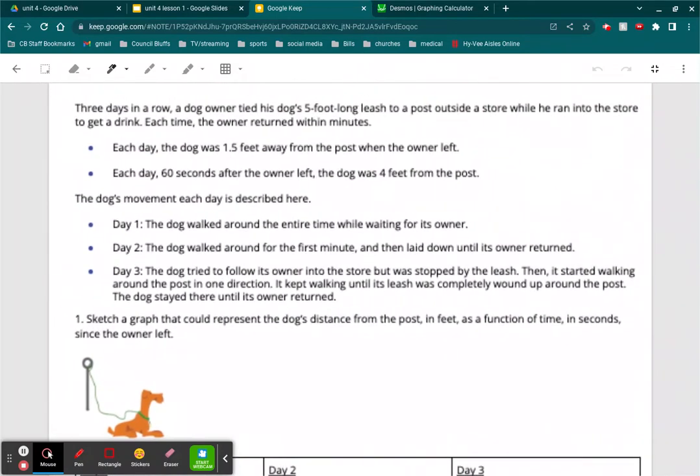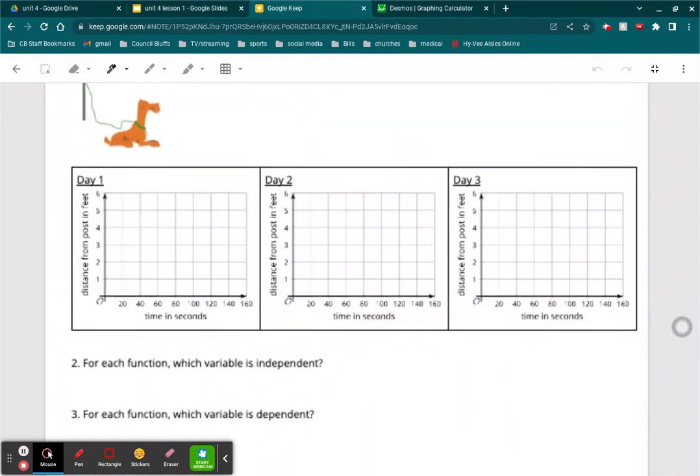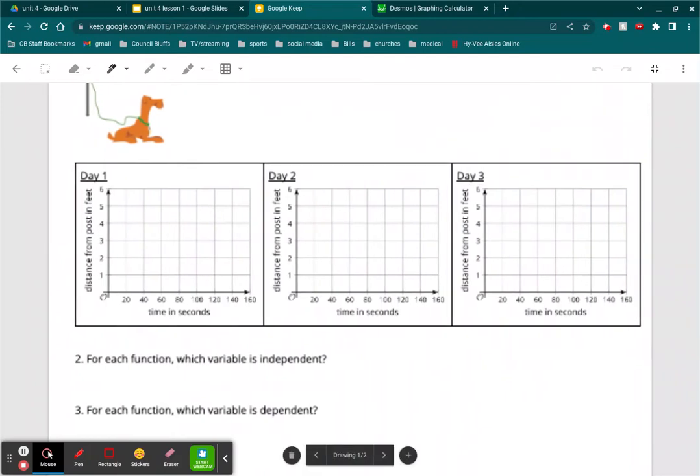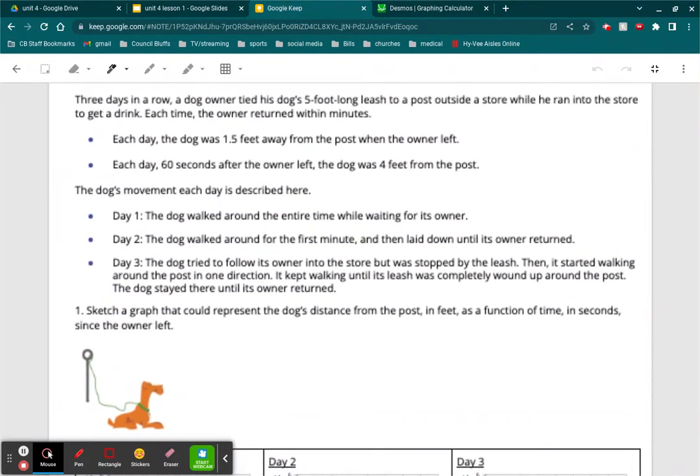So we have a dog that is tied to a post. A dog owner tied his dog's 5-foot leash to a post outside a store while he ran into the store to get a drink. Each time the owner returned within minutes. So that means, if we look here, the most distance that the dog can ever be from the post is 5 feet, since the leash is 5 feet. Each day, the dog was 1.5 feet away from the post when the owner left.